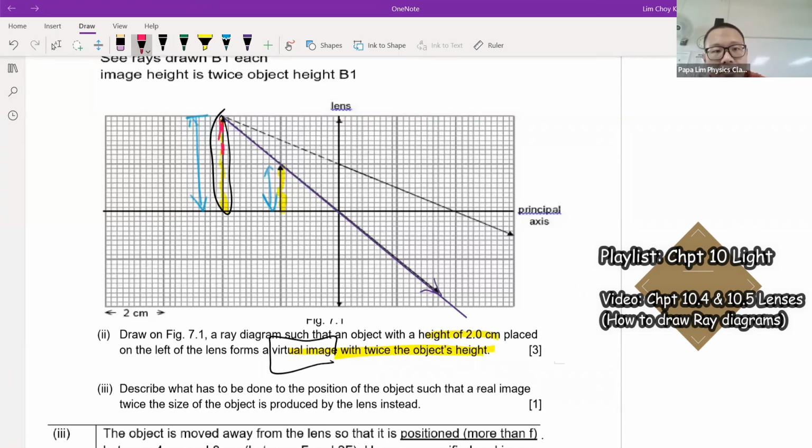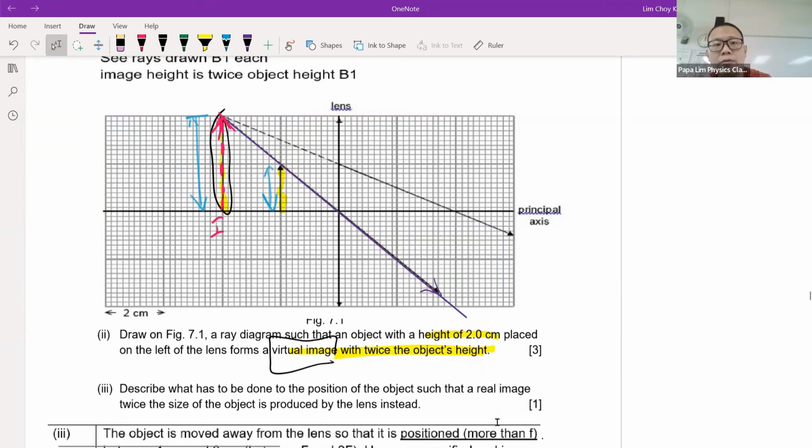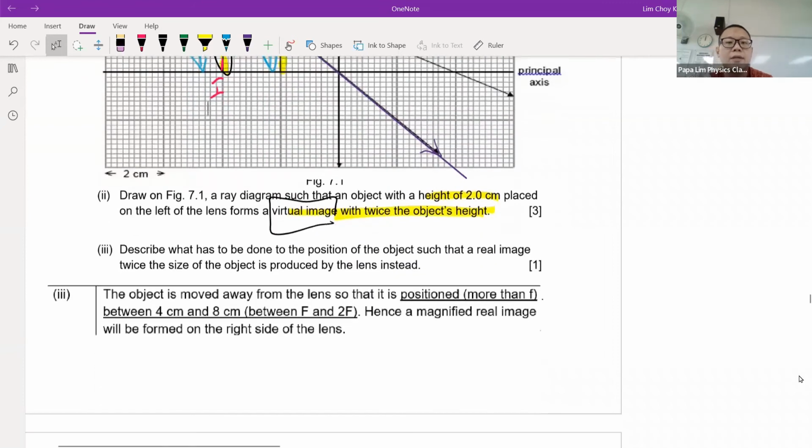So the image is actually a virtual image, so it has to be a dotted line, not a solid line. The representation of the image is actually important. The convention we have is that for a real image we use a solid line, and for a virtual image we use a dotted line. So you have to be careful with the representation of the ray and the image, because different types of rays or lines actually represent different images.